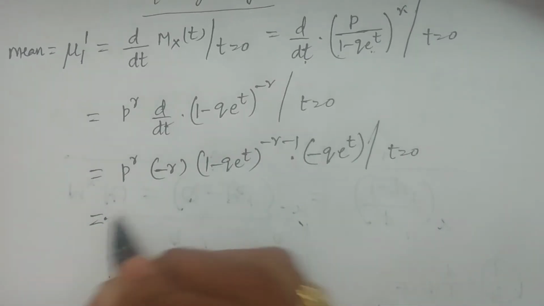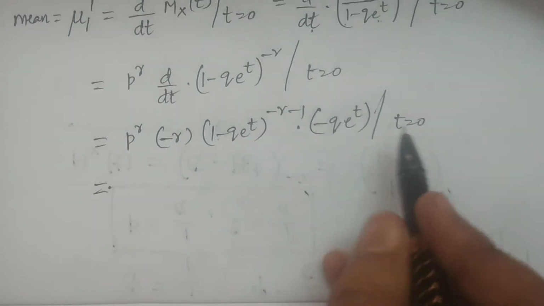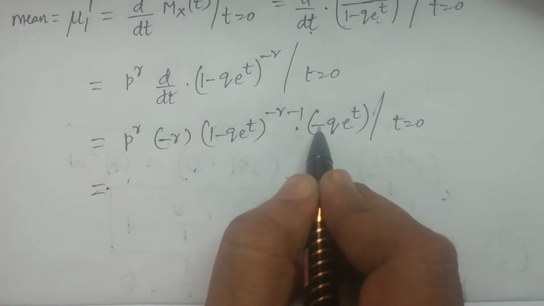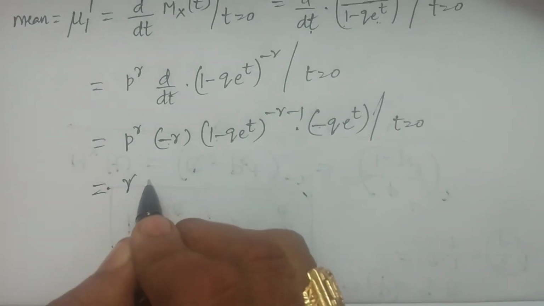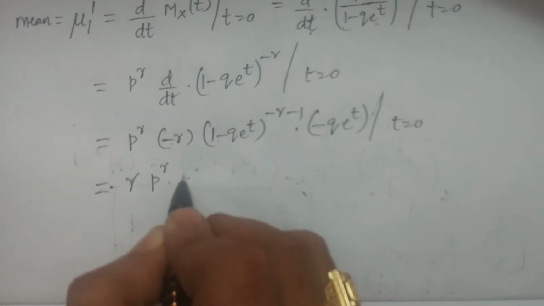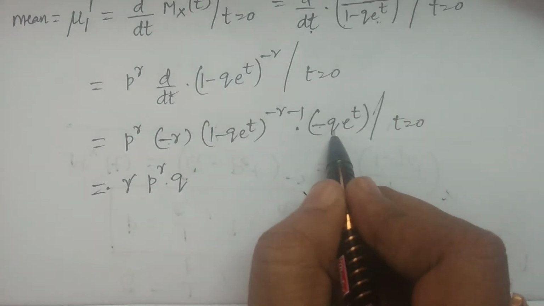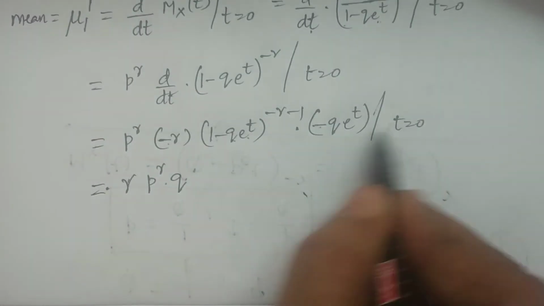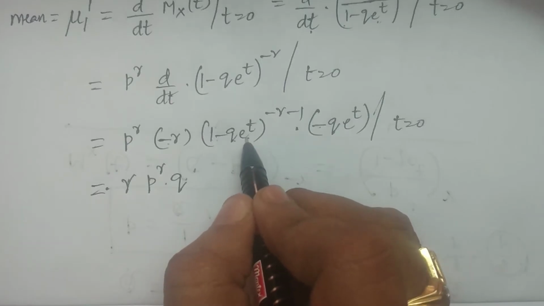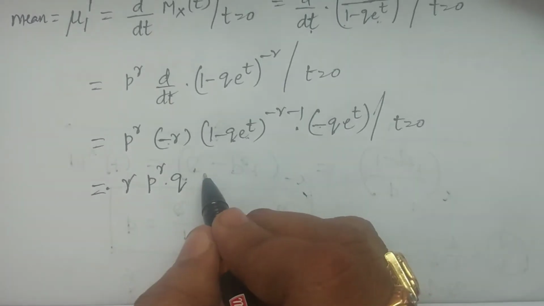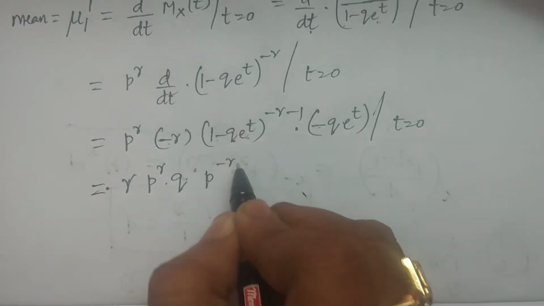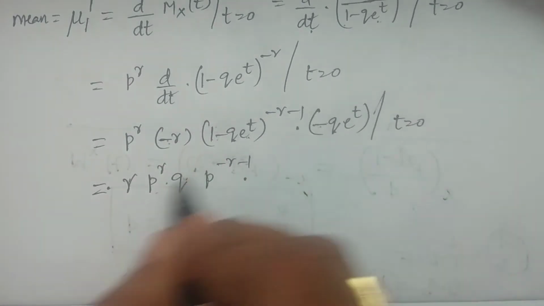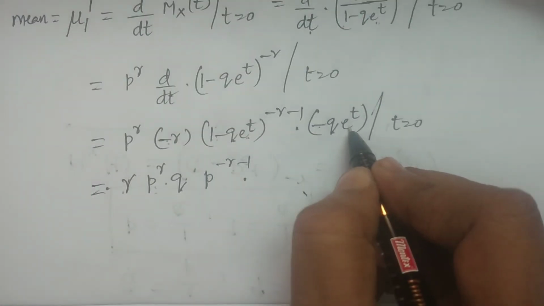So this is the differentiation. Now substitute t equal to 0 everywhere, and minus of minus becomes plus. So this is r into p power r into q, I'm taking q outside, multiplied by (1 minus q e power t), substituting t equal to 0: e power 0 is 1, 1 minus q is p, that is p power minus r minus 1, multiplied by minus q. I have written plus, as minus of minus becomes plus, and r into q I have written here, and e power 0 is 1.